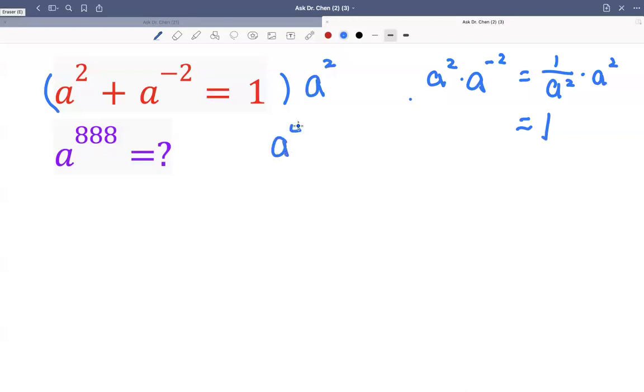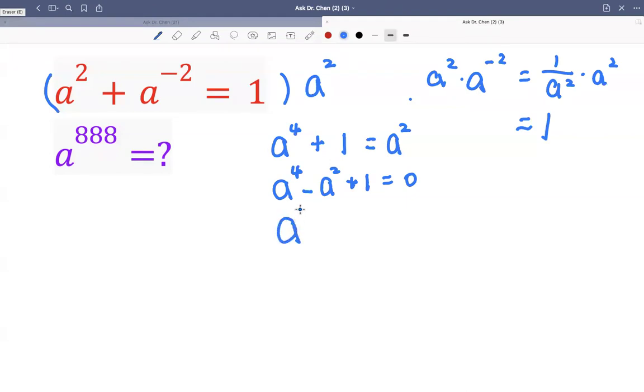Okay, so we multiply everything by a². Then a² times a², that's a⁴. Then a⁻² times a², that's 1, because -2 plus 2 is 0, right? a⁰ is 1. Then equals a². Then we move a² to this side, so we have a⁴ - a² + 1 = 0.